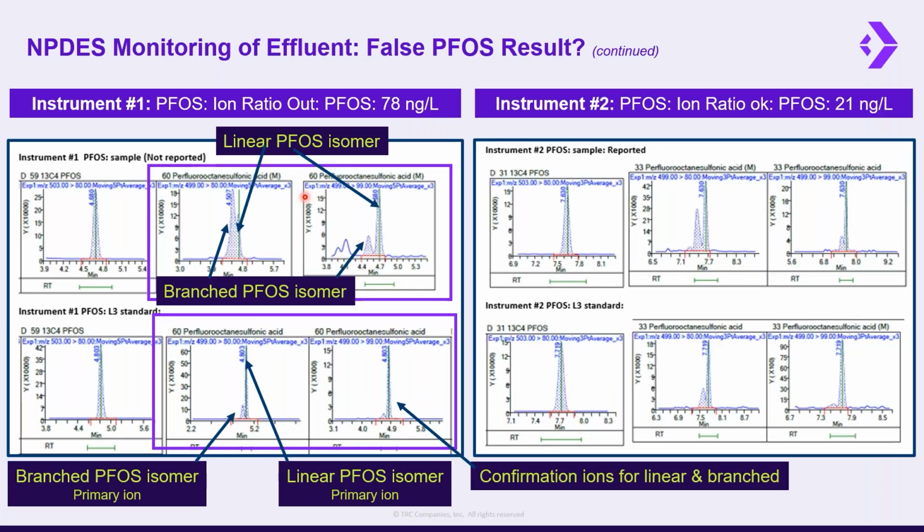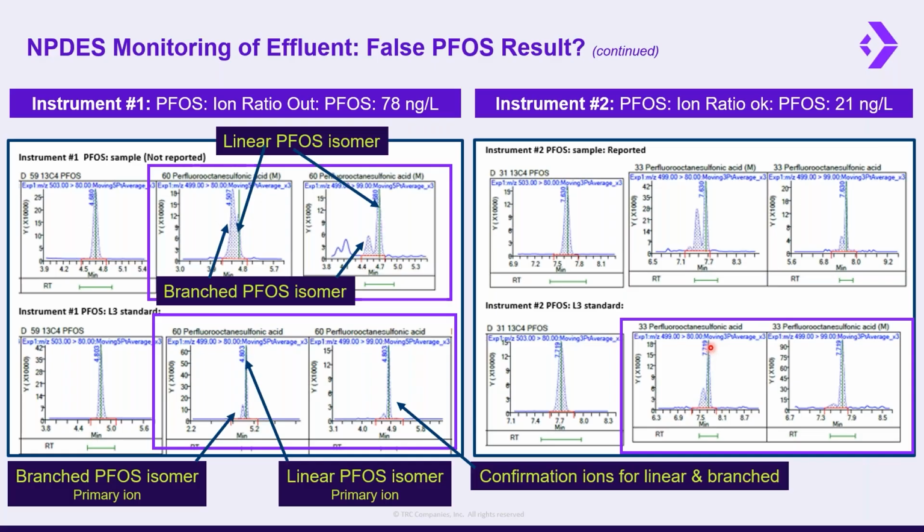So as I mentioned, the lab reanalyzed this sample on a different instrument, and this instrument was set up with EPA 1633 conditions. The calibration standard is on the bottom again with the linear and branched PFOS isomers for the primary and confirmation transition ions, similar to what we saw over here on the first instrument on the left.